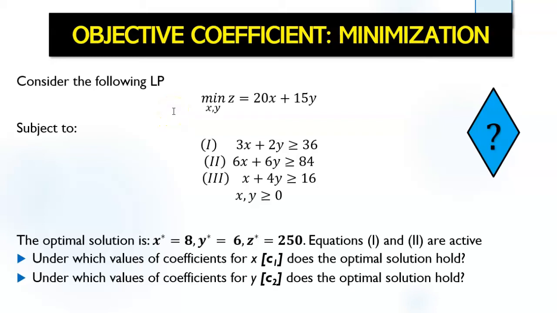In this example, we have a minimization problem with three structural constraints. Restrictions 1 and 2 are active. We also have the optimal solution.